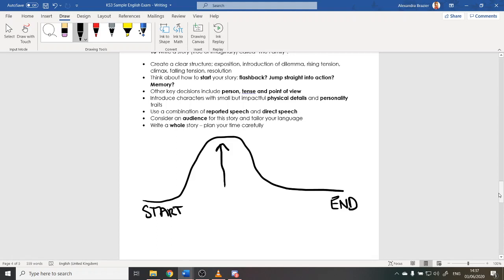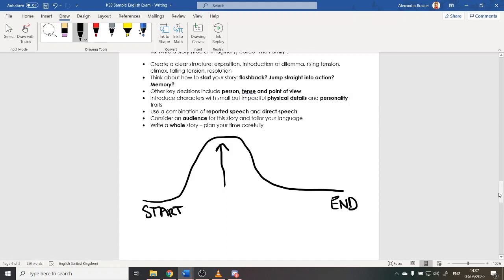So you might want to think about interesting ways to jump into your story by using flashbacks or jumping into the action or using a memory, anything like that. You also need to think about which person you use, first person, I, second person we don't need, or third person, he or she. Tenses as well, past or present tense, and point of view. If you've got two characters, are you going to do one person's point of view and then the other person's point of view, or just focus on one? And think about how you can relate to that point of view as well.